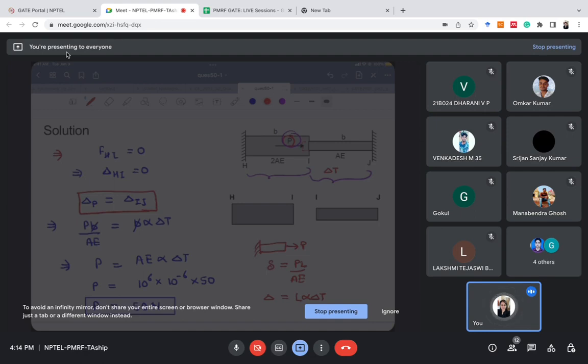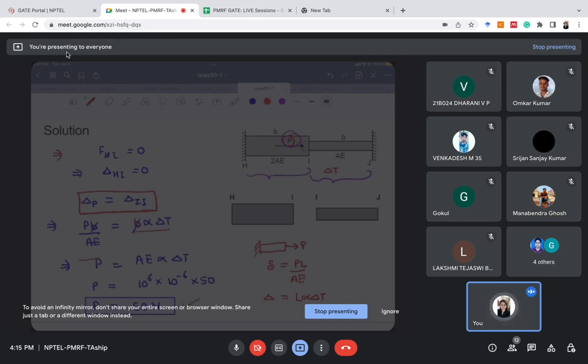So finally, just this thing we have to think. We can't simply put the formula and get the answer in GATE. We have to think a little bit. So we have equated PL by AE. What is the length of IJ? It's B. So PB by AE is equated to L alpha delta T, where L is B here. So B alpha delta T. By equating these two, we simply get our answer, P equal to 50 Newton.